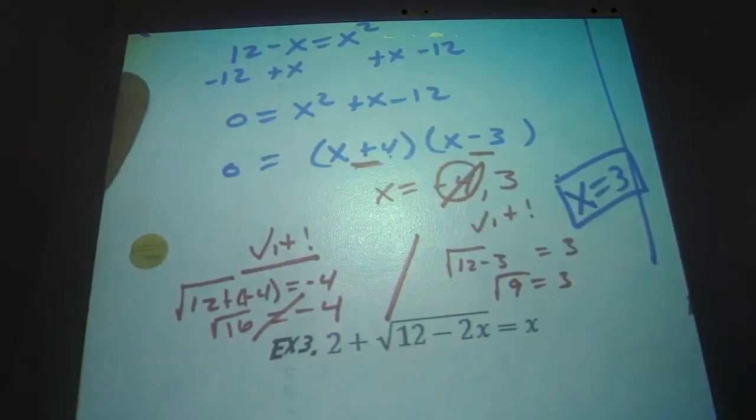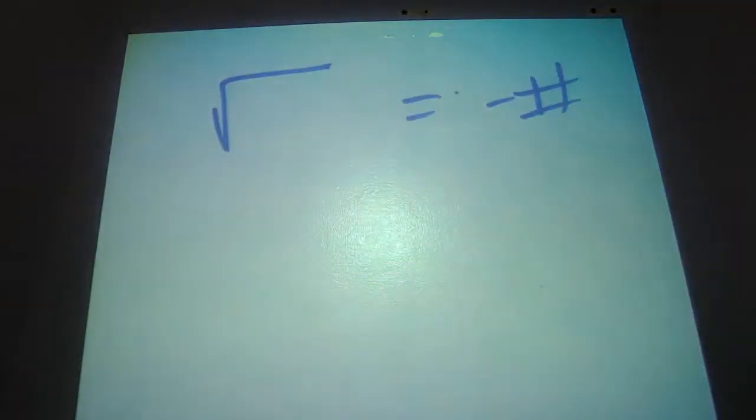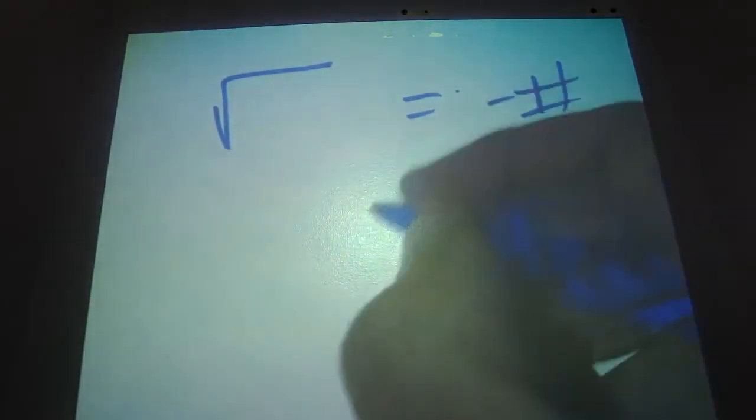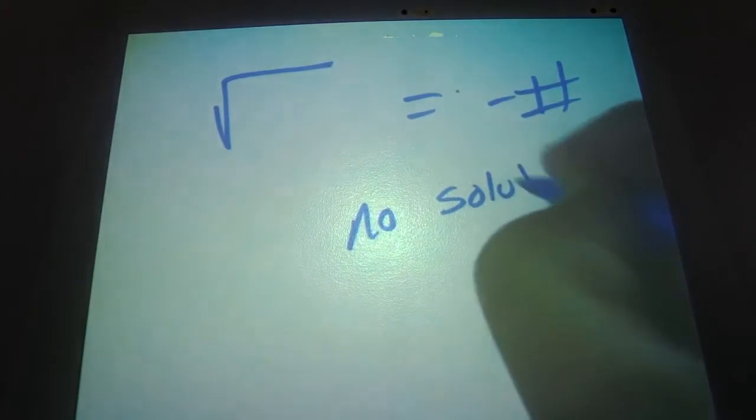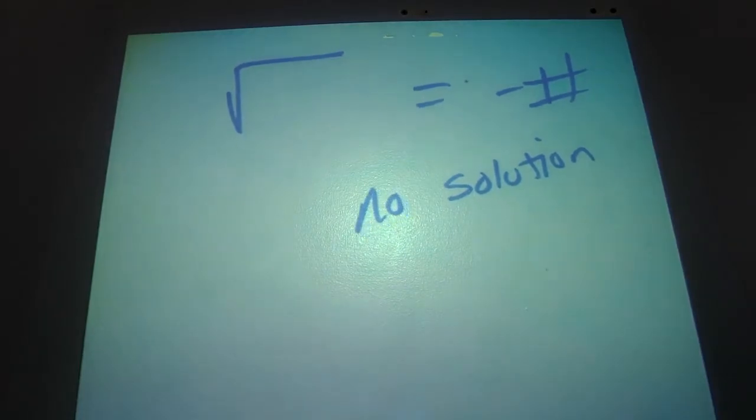So pretty much, and I'll just write this on another sheet of paper. Pretty much anytime you get a square root equal a negative number, I'll write it like that so you can see it. Anytime I get a square root equal negative number, that is no solution for that value. You cannot have square roots equal negative. So once you plug those in and you say, oh, it's negative, it's not going to work out.